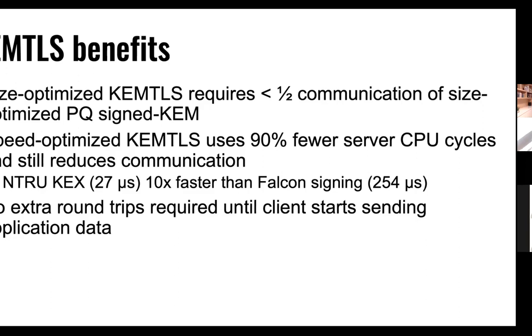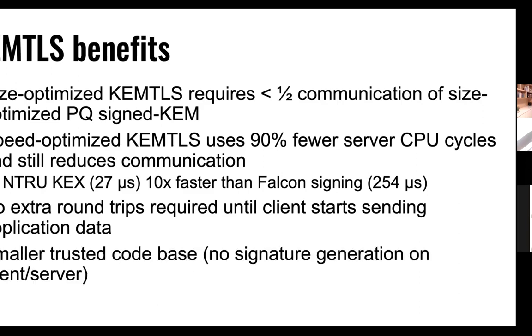In this scenario here, we have no extra round trips required until the client starts sending application data. And we also reduce the size of the trusted code base because we don't need signature generation in real time on the client or server. There are some drawbacks as well. There are some subtleties involving several of the security properties. I'm not going to take the time to go into those, but there are subtleties in terms of authentication. I already mentioned the implicit versus explicit authentication properties. This also leads to some subtleties in downgrade resilience of the first application flow. And those are some things worth considering.